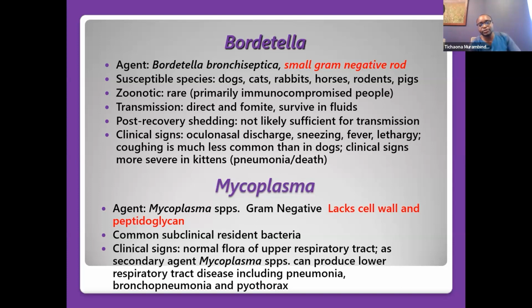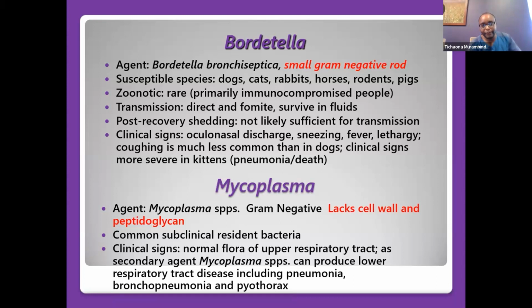So what are the clinical symptoms that you normally see? Oculonasal discharges, which are green or mucopurulent, sneezing, fever, lethargy. Coughing is less common in cats than in dogs, but you can also see that the symptoms are actually more severe in kittens.